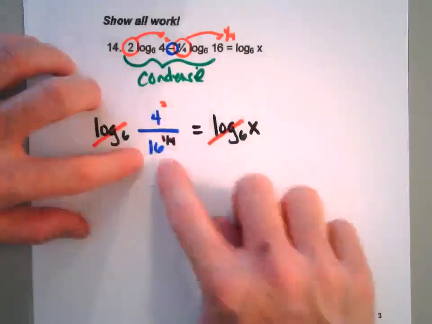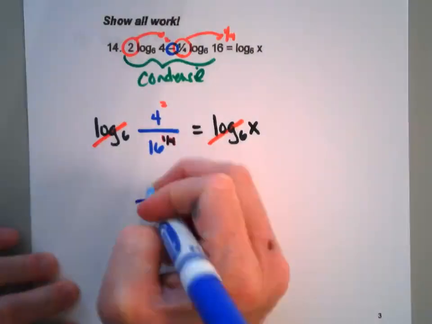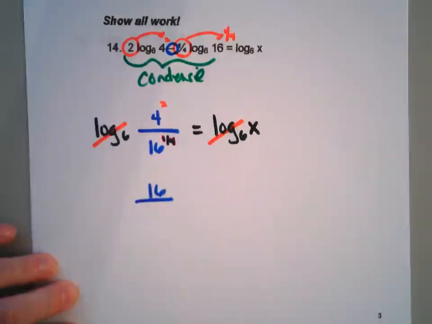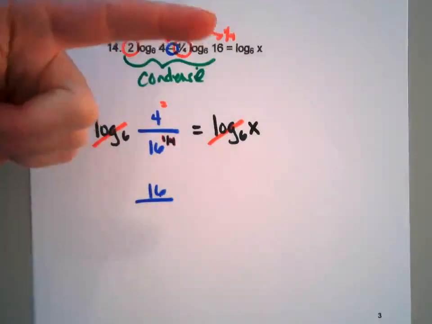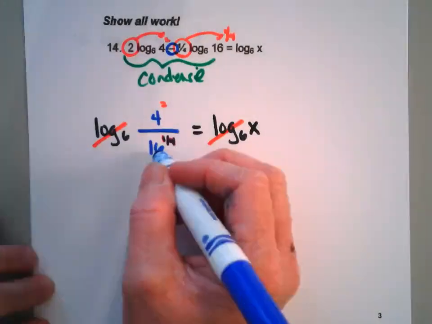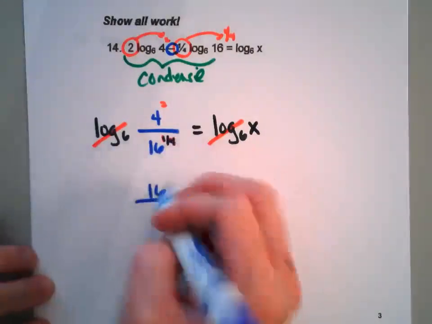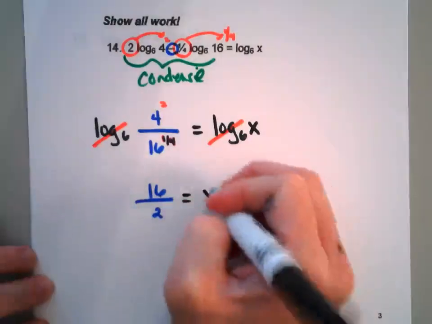All right, so we're going to do a little math. 4 squared and 16 to the 1/4. That's going to be 16. 2 times 2 is 4 times 2 is 8 times 2 is 16. So 16 to the 1/4 power is 2. That's going to equal x.